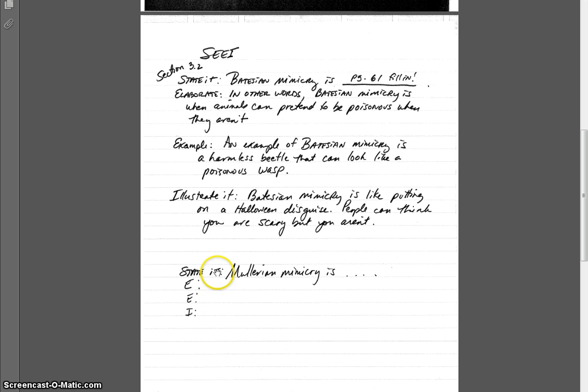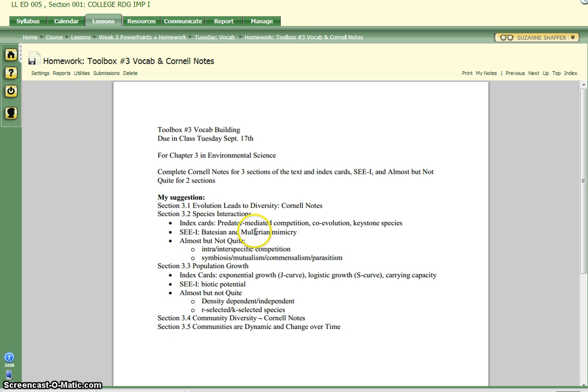And then you do the same thing, the SEEI, for the Mullerian mimicry, using your book and trying to do the same thing for that. Okay, so that's what you'll do in that part.